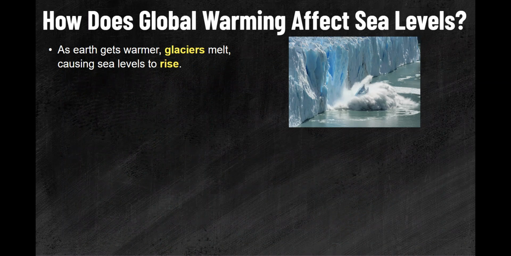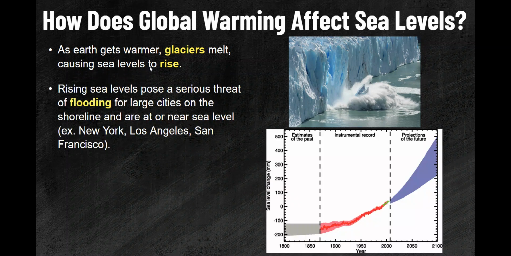How does global warming affect our Earth? It does it in a number of ways. Let's look at sea levels first. As Earth gets warmer, glaciers melt, and this causes sea levels to rise. Now, what's so bad about that? Rising sea levels are a serious threat because of flooding.